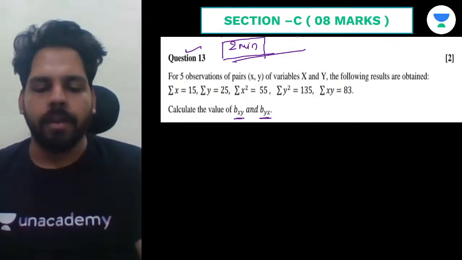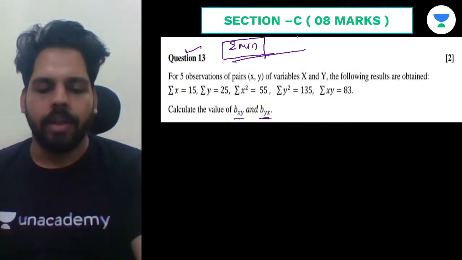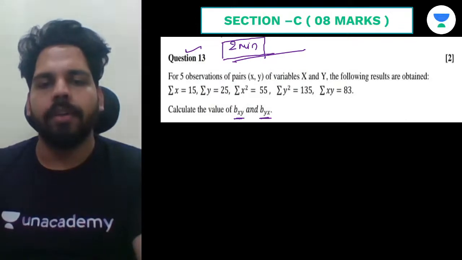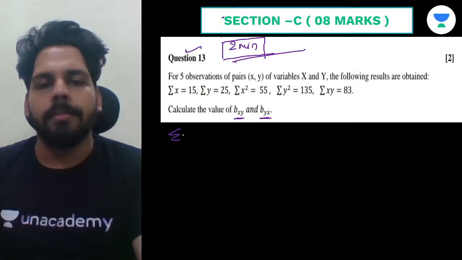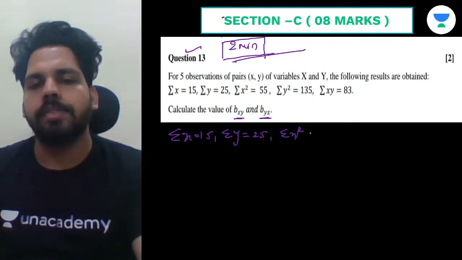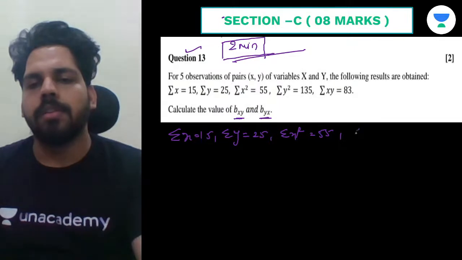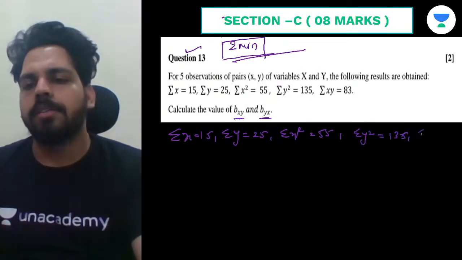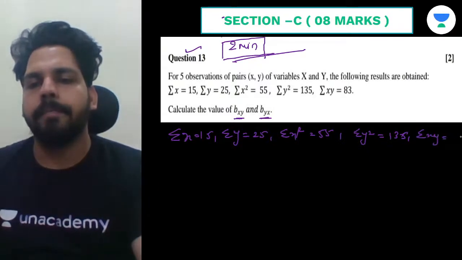Okay, I'm just telling you the formula now. If you are not knowing the formula, first of all, just note down the given values. Summation of x is given as 15, summation of y is 25, summation of x square is 55, summation of y square is 135, and summation of xy is 83.